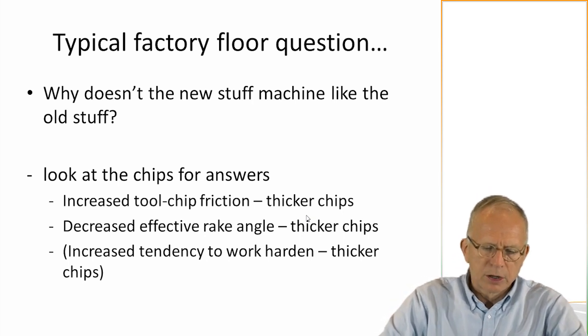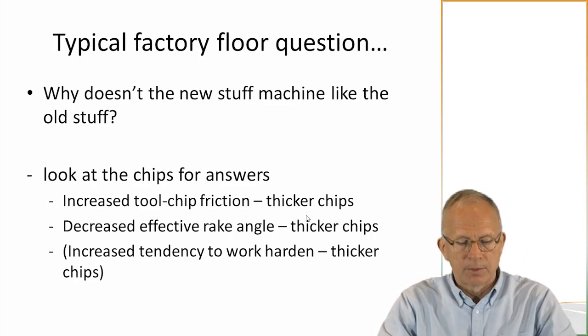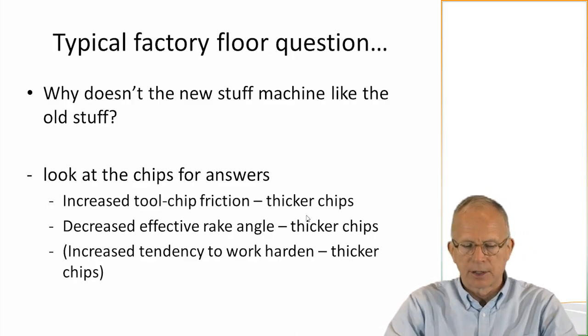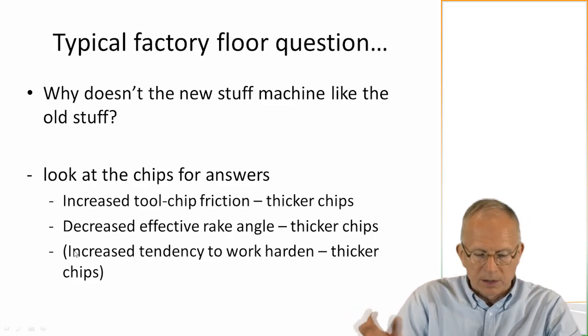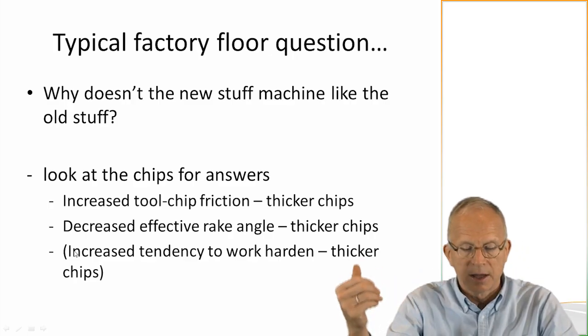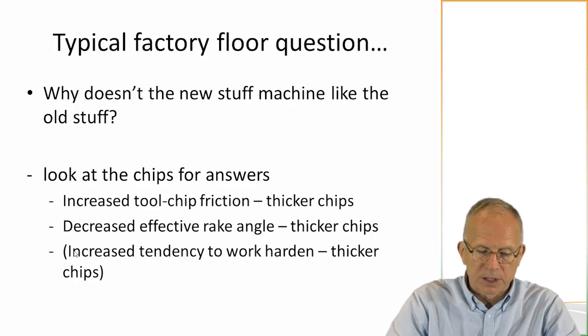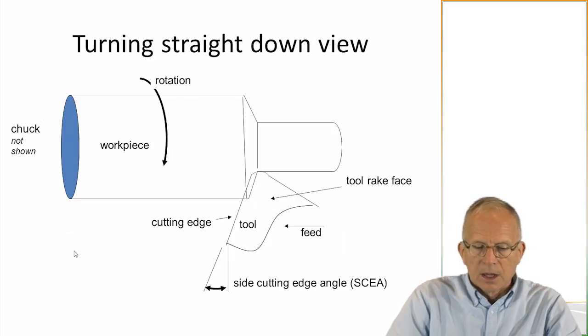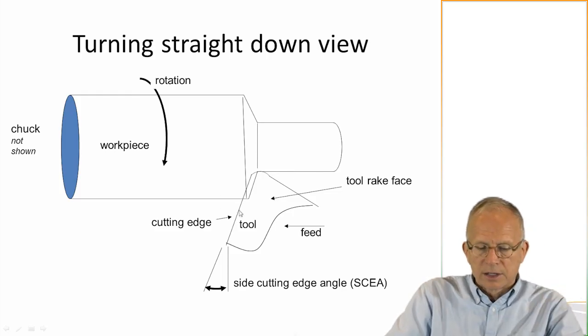There also could be a decreased effective rake angle, maybe due to wear or maybe due to some sort of positioning problem. And this will also result in thicker chips. And then another thing, parenthetically, is an increased tendency of the material to work harden, which will also result in thicker chips. So here's a straight down view on turning, and this will be our stepping off point to getting into some of the theory here.